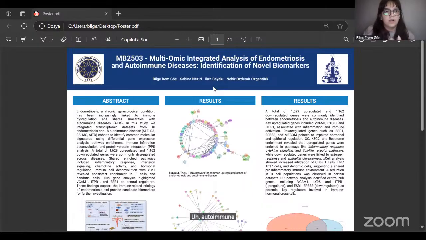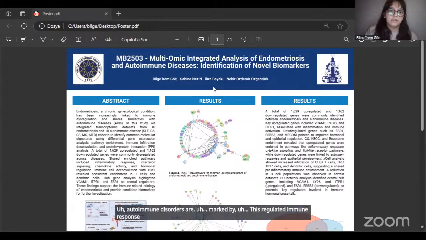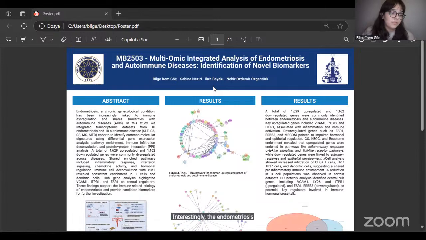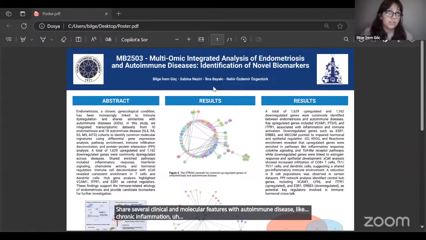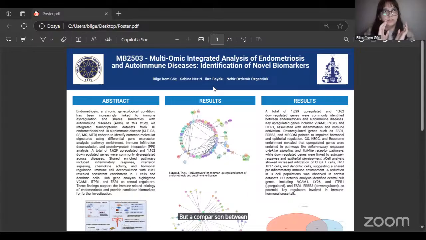Autoimmune disorders are marked by a dysregulated immune response against self tissues. Interestingly, endometriosis shares several clinical and molecular features with autoimmune disease, like chronic inflammation, immune cell infiltration, and aberrant gene expression. But a comparison between these diseases is still lacking in the literature.